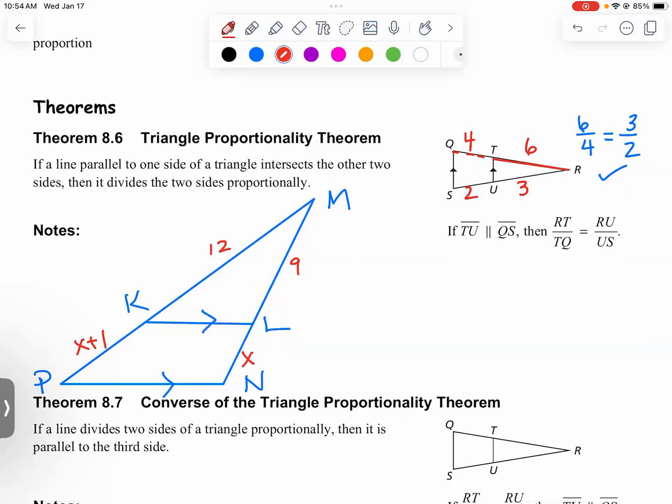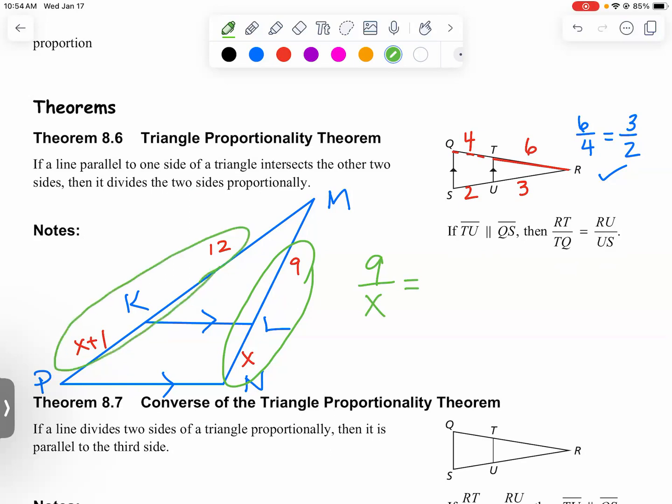So since we have these two parallel lines in this triangle, we can take these two right here and make a ratio 9 over x, and that better be equal to the ratio we make on the other side, 12 over x plus 1. See how that works?